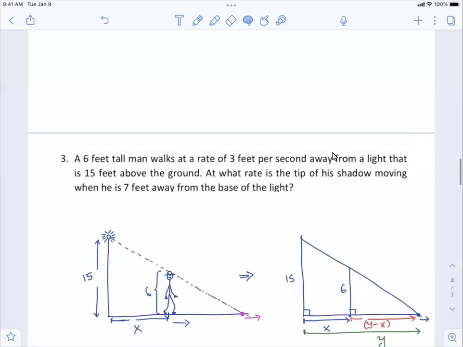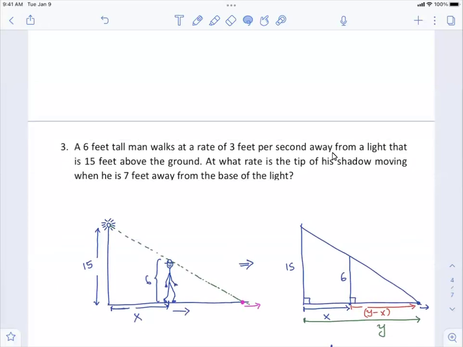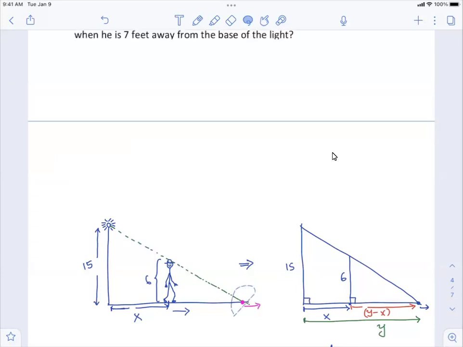First of all, the picture. There's a light pole, and of course, the light is located 15 feet above, and the person is 6 feet tall, and the person is moving away from the light. The person is moving away from the bottom of that light pole. The speed is given: it's 3 feet per second. The speed of the person is provided. Now the question is, what's happening with this tip?